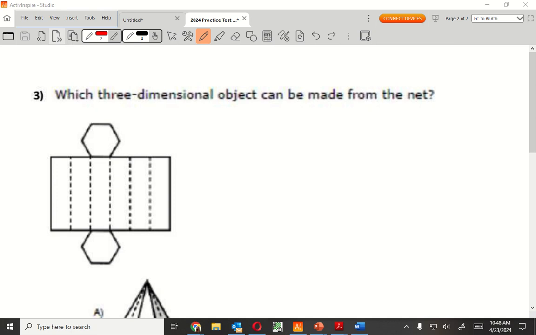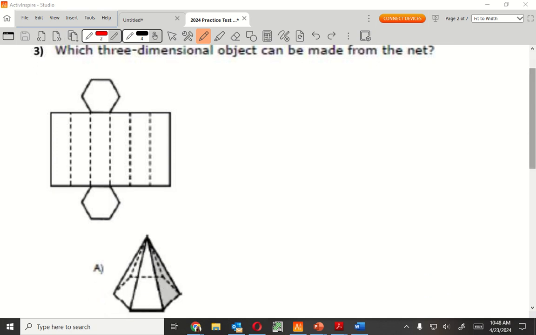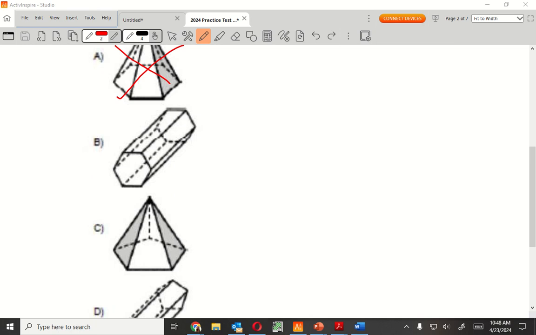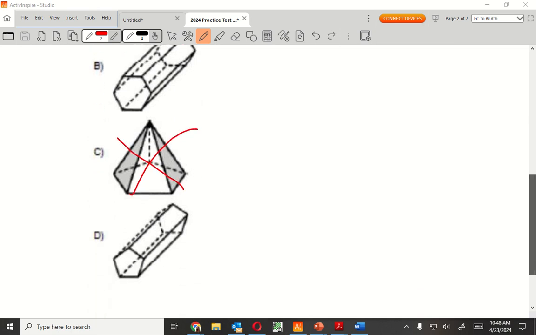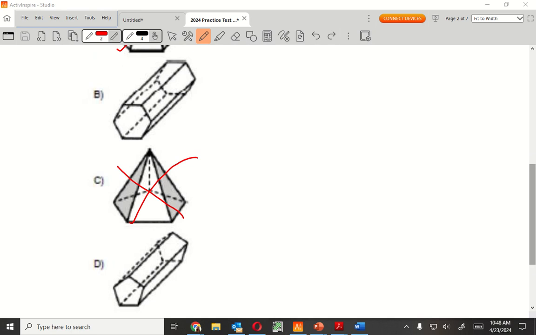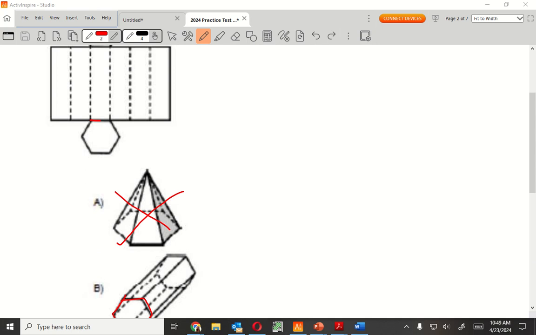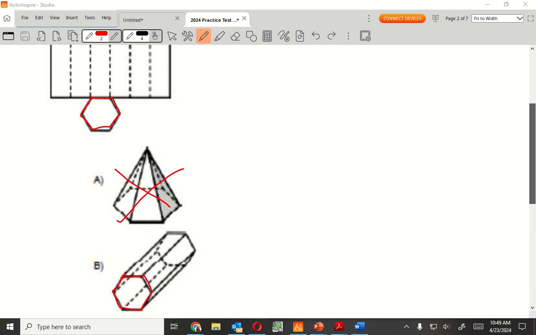Which three-dimensional shape can be made from this one right here? Okay. So top and bottom is going to be a, what's that, hexagon? It's got 6 sides. So top and bottom is a hexagon. So that means it can't be this one. Can't be this one. And so it looks like it's either B or D. How many sides does this one right here have on the bottom? 5. 1, 2, 3, 4, 5. This one right here has 1, 2, 3, 4, 5, 6. And let's go back to see. This has 1, 2, 3, 4, 5, 6. So my answer has to be B. There we go.